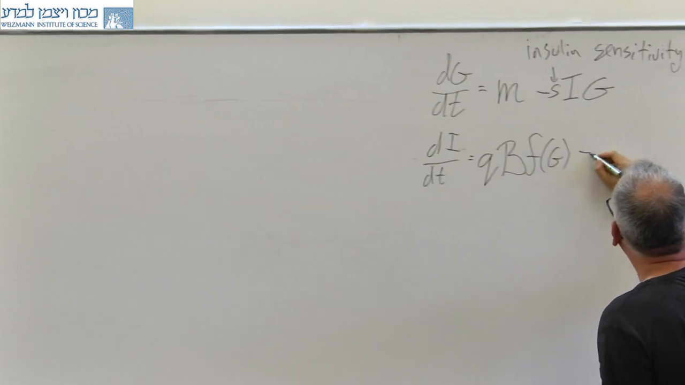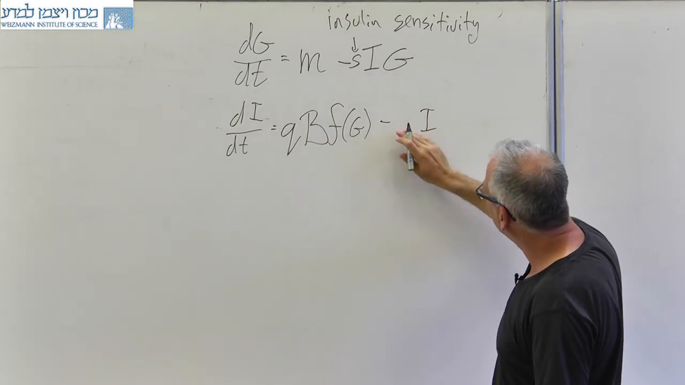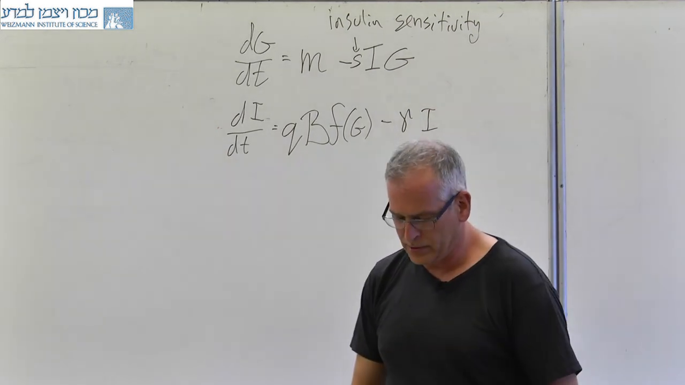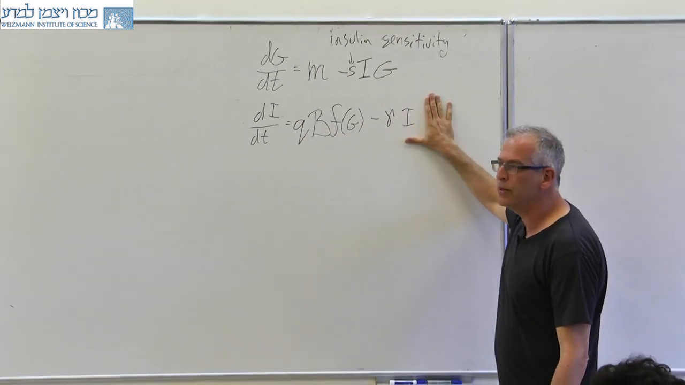And insulin also is removed. So like every removal term in biology, it's insulin times the rate per molecule of insulin to be removed, gamma, which gives you a half-life of about 30 minutes. Right, we wrote these equations.